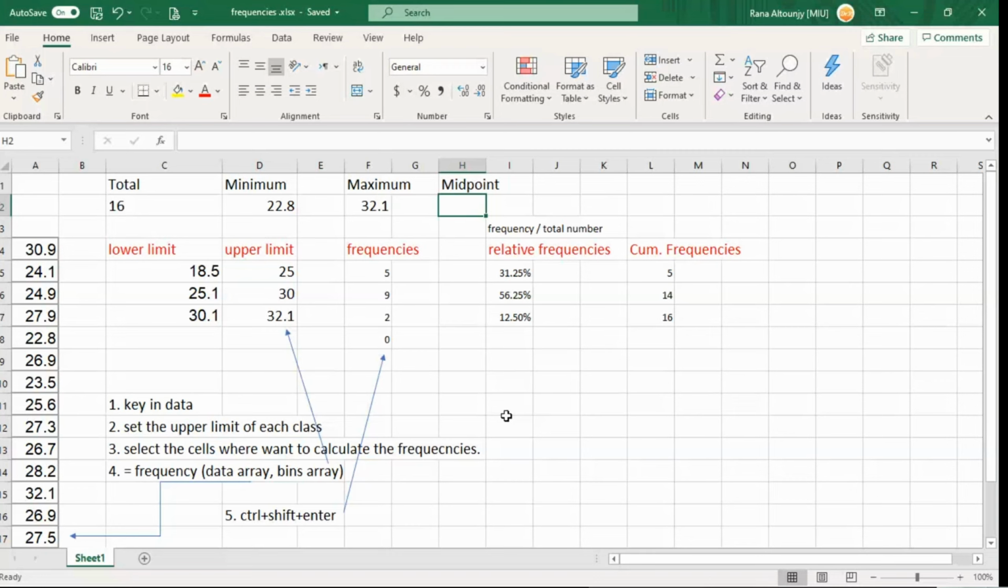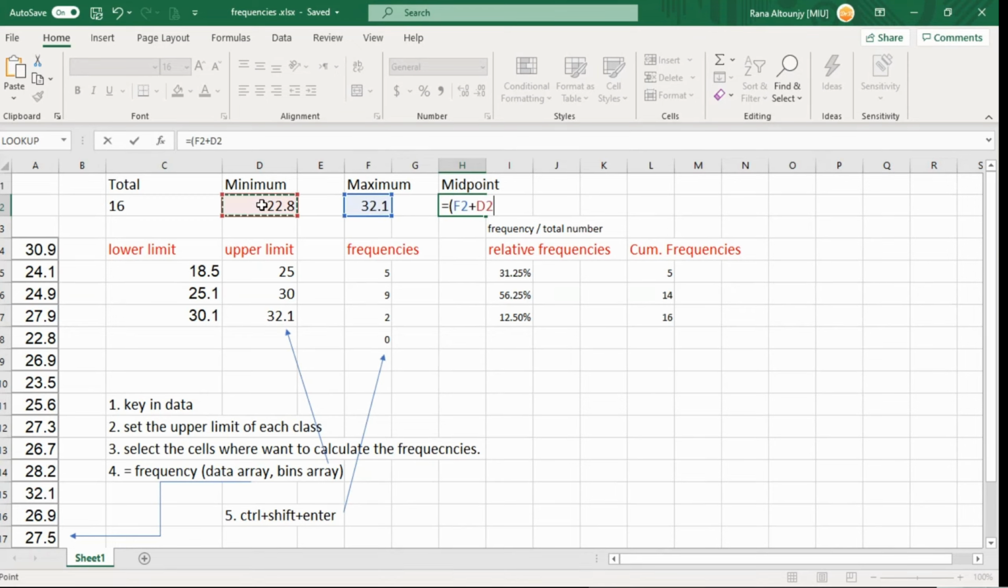Okay. So how do we calculate the midpoint? Equal, we open a bracket, we click on the maximum which we calculated, we put plus, we click the minimum, we close the bracket, and we divide by 2. You see how we do the equation?